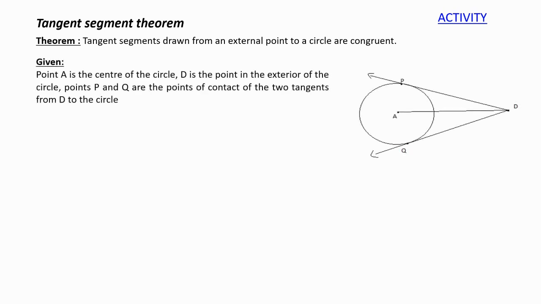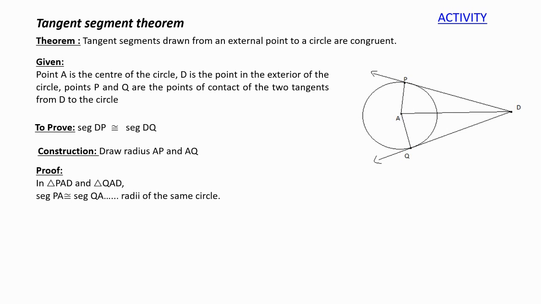Given: point A is the center of the circle, D is a point in the exterior of the circle, points P and Q are the points of contact of the two tangents from D to the circle. To prove: segment DP is congruent to segment DQ. Construction: Draw radii AP and AQ.